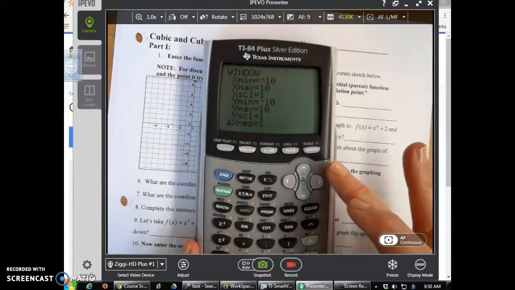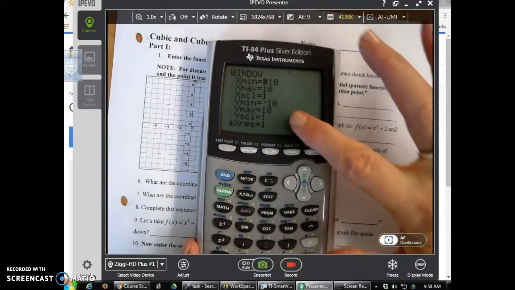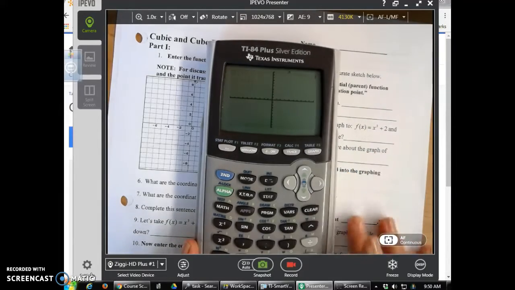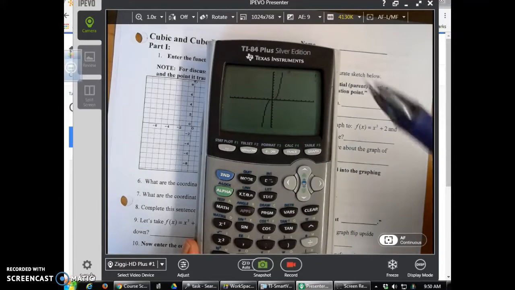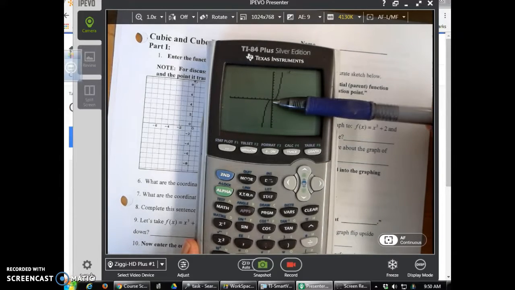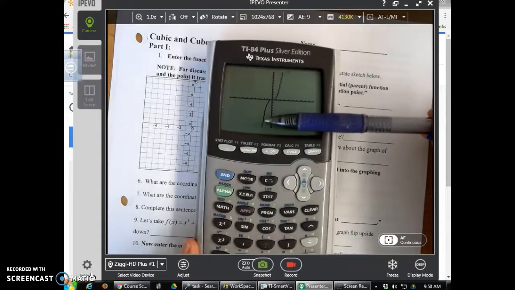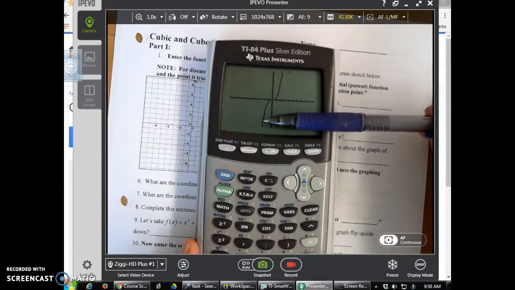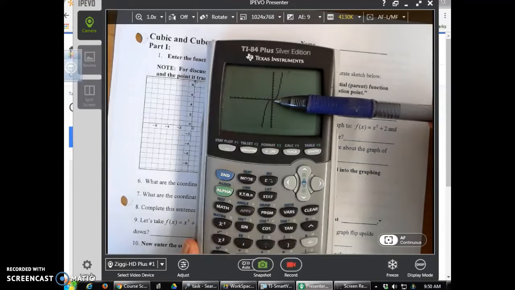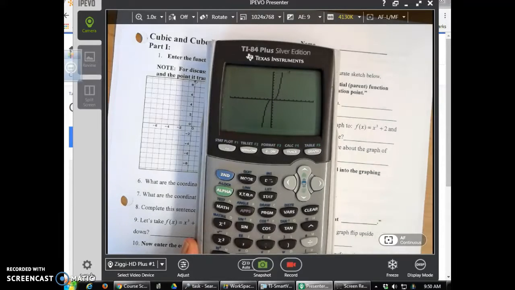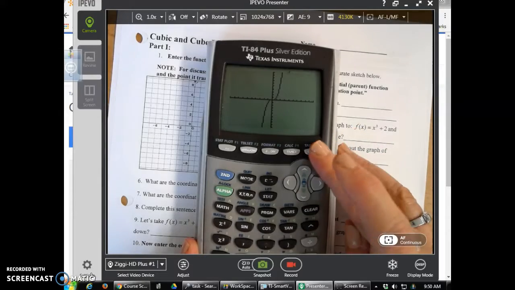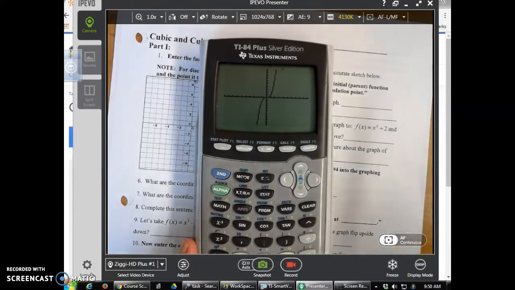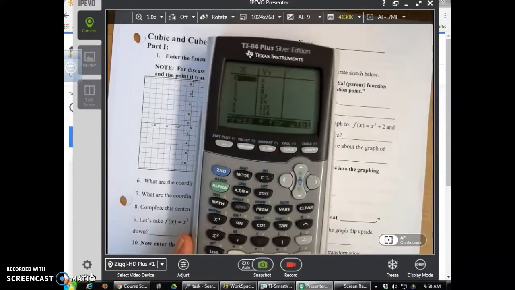My window is negative 10, 10 with my scale 1 for both my x and y. Go ahead and hit graph. And then I want to look at what we have here. So it crosses once at 0, 0, and it has a point of inflection there. We talked about this sort of as a twist, meaning that the factor there repeats 3 times, and it's called a triple root there. So the data table that I want to look at is the second table.